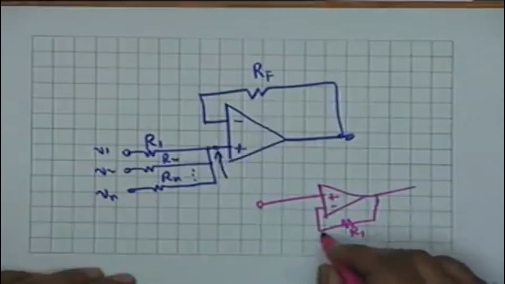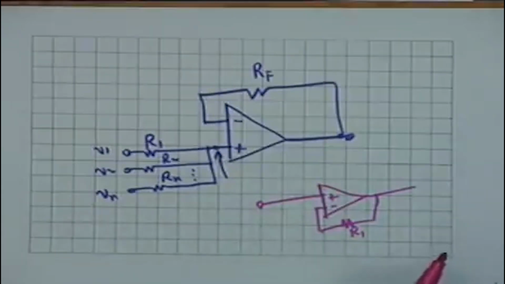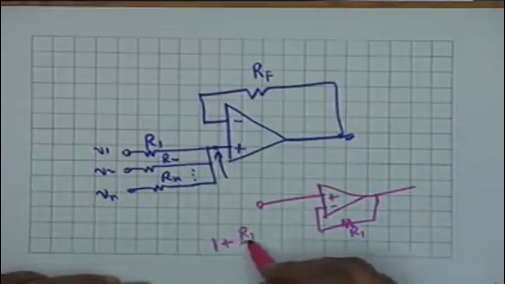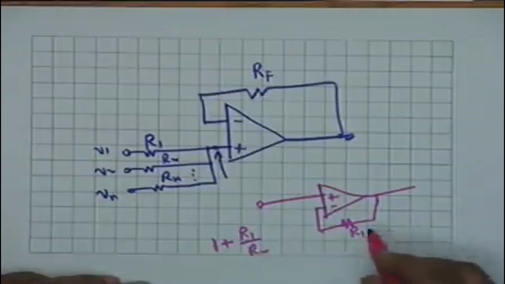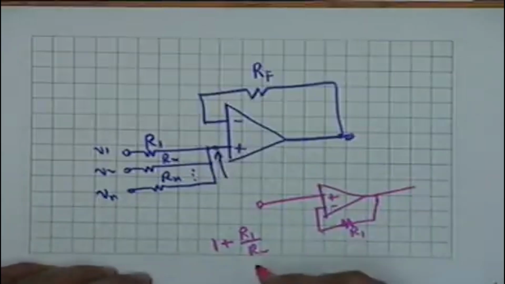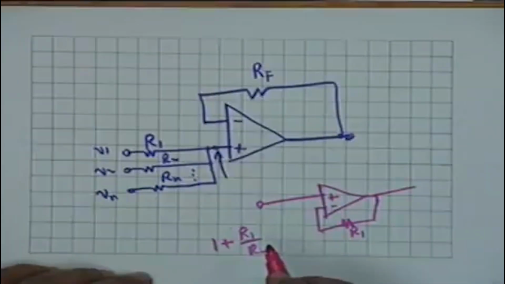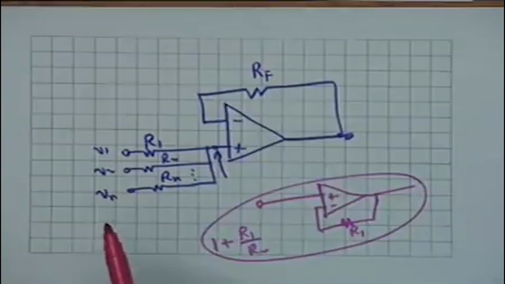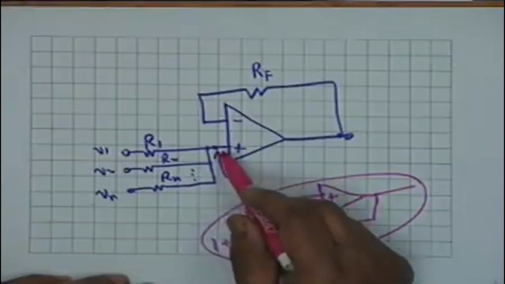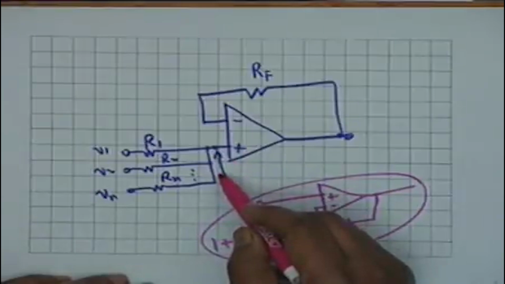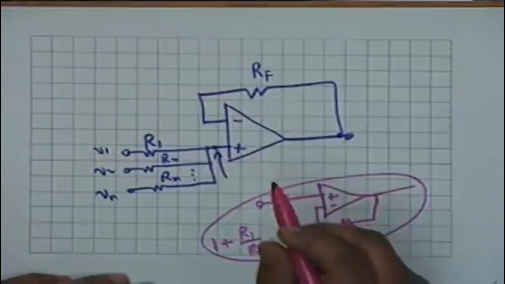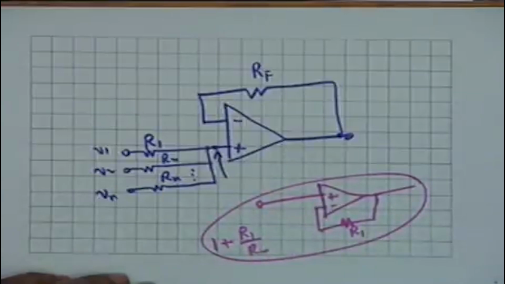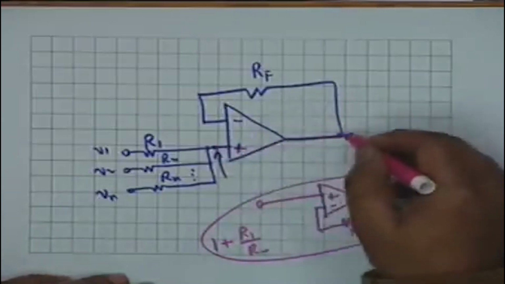There is an R1, but that R2 is infinity. The gain is 1 plus R1 divided by R2. R1 is there, non-zero, but R2 is infinity, and therefore the gain is +1. Is that clear? So, what we are basically doing is using a unity gain stage. The addition is done right here, and the gain from here to here is +1.